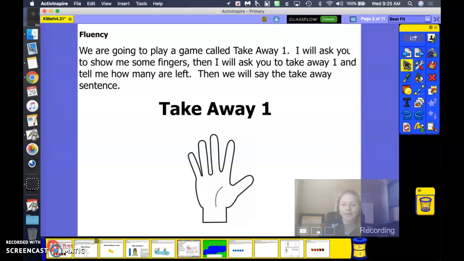So I'm going to say, show me 5. And after you show me 5, I'm going to say, take away 1. Took away my thumb. Take away your thumb with me. Good job. Now let's say the sentence and flash our fingers. 5, take away 1 equals 4. Good job. All right, let's speed it up now that we know the game.